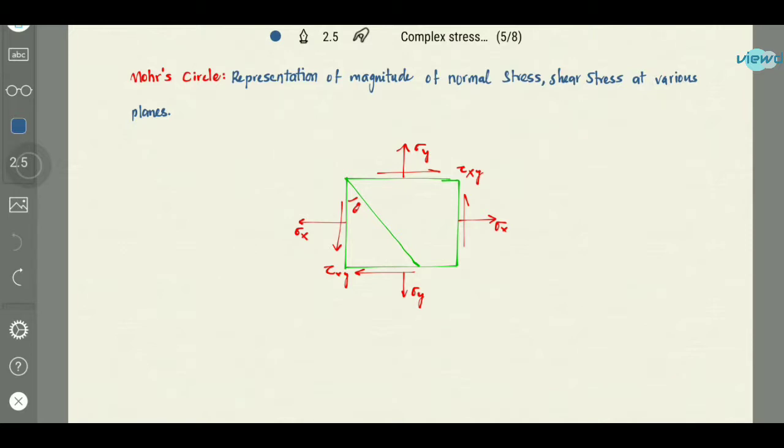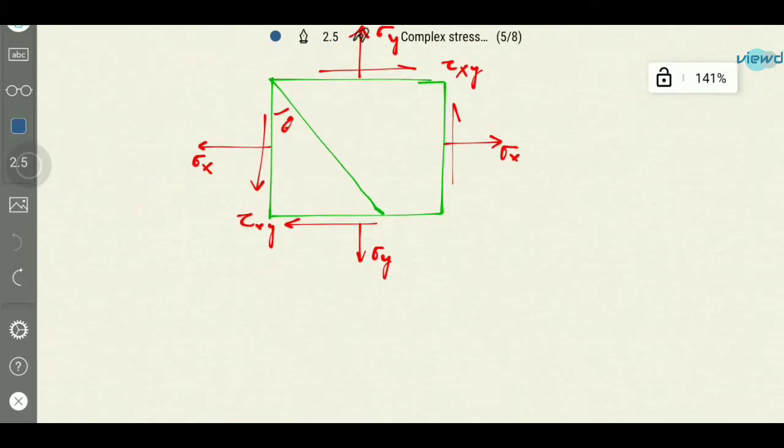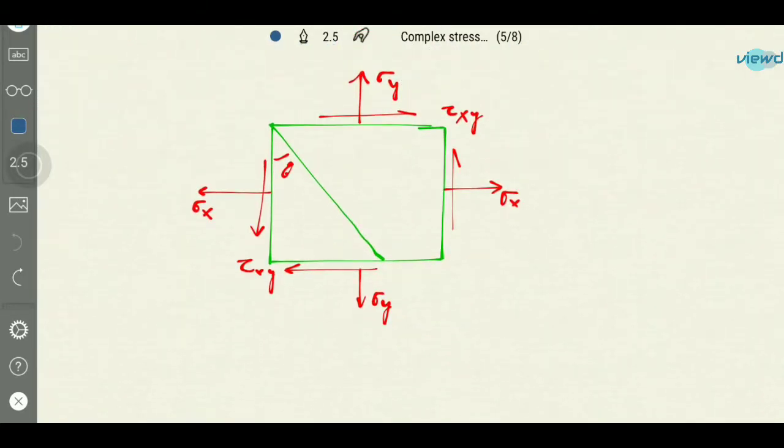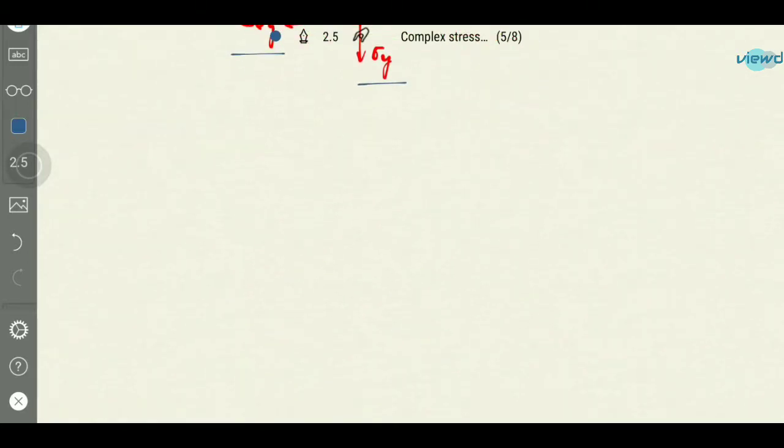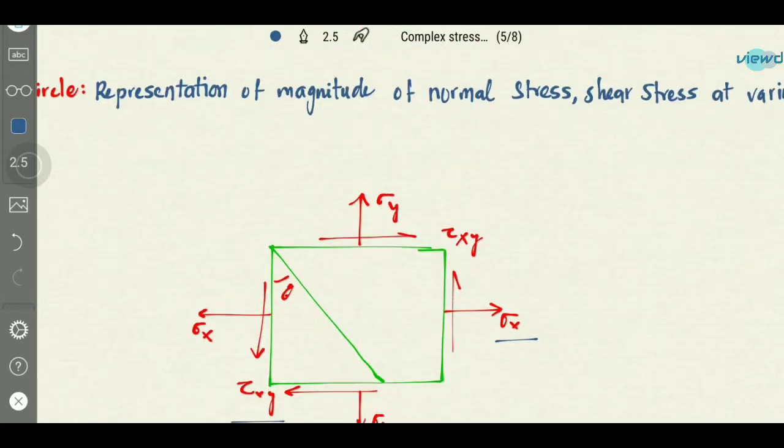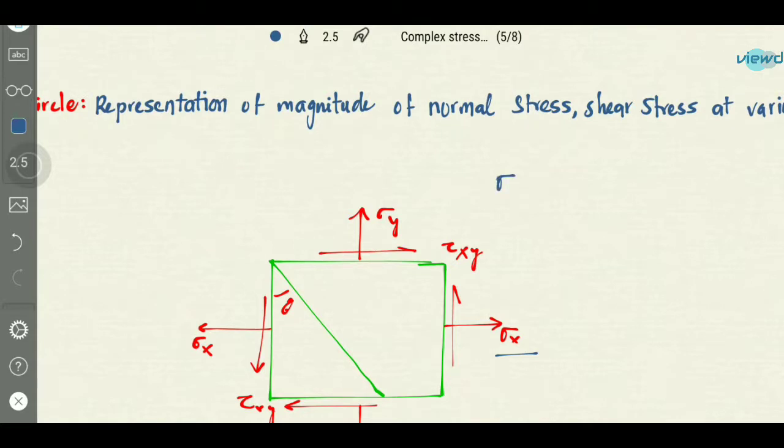So how to find using Mohr circle? So this is the body, and it is acting with sigma x, sigma y and shear force tau xy. These are the stresses acting on this body. For this, now we are going to draw the Mohr circle, and consider that, let us say in this sigma x is greater than sigma y.